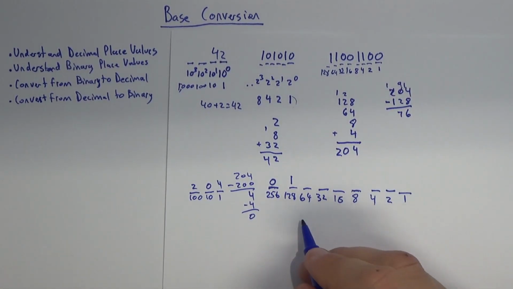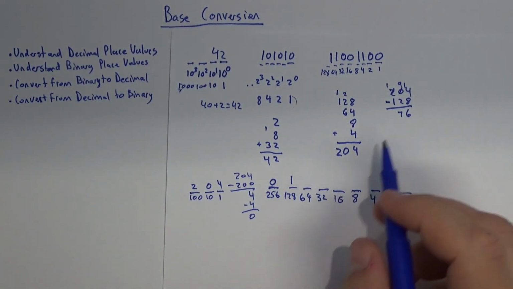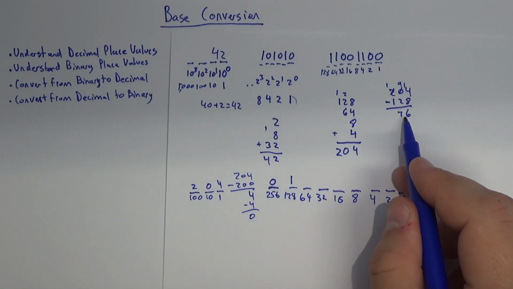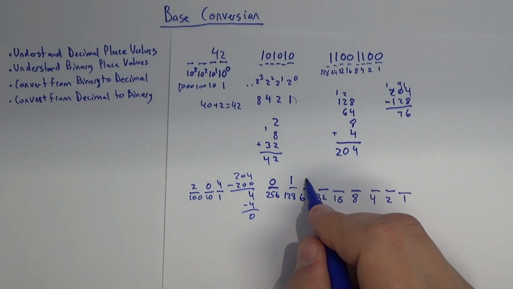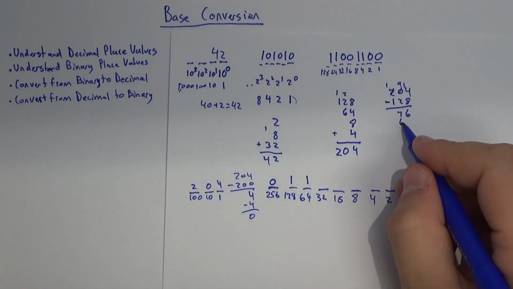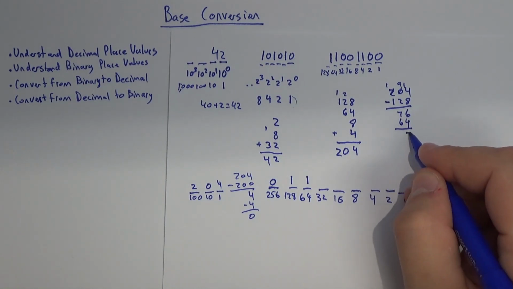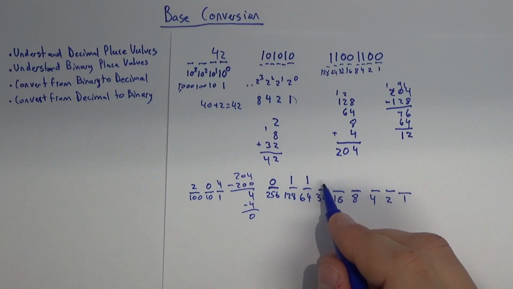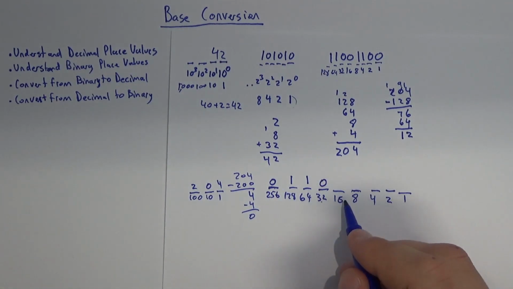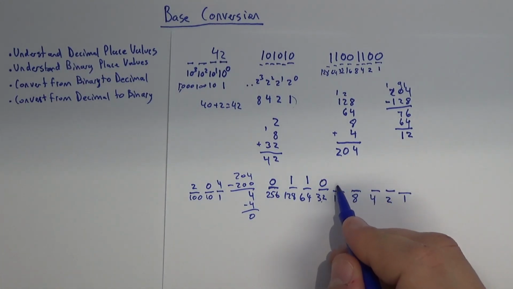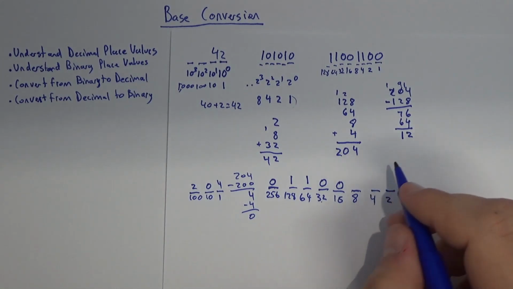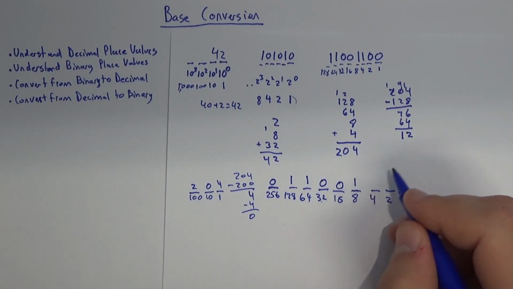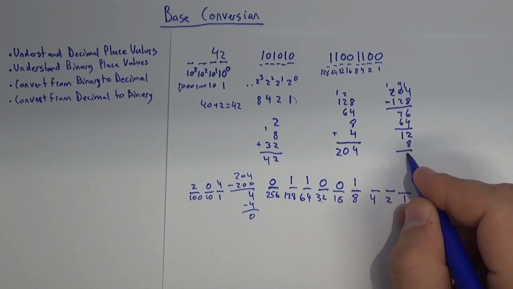7. We're left with 76. So in the 64's place, again, I have 64 items that I can pull out of this 76. So I'm going to go ahead and put down a 1 to account for another 64 items. Now I don't have 32 that I can pull out of 12, so I'm going to go ahead and write a 0, and I don't have 16 that I can pull out of 12. So there's another 0. But I do have an 8, so I'm going to pull another 8 out.